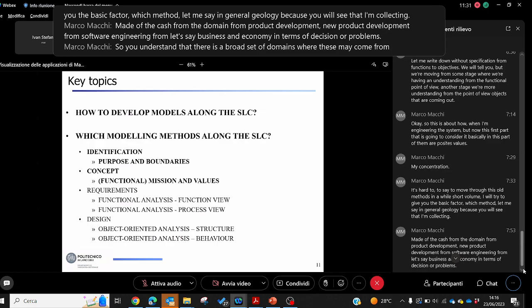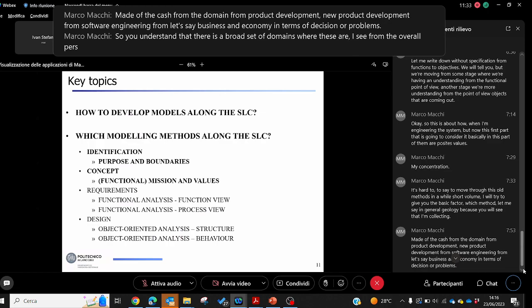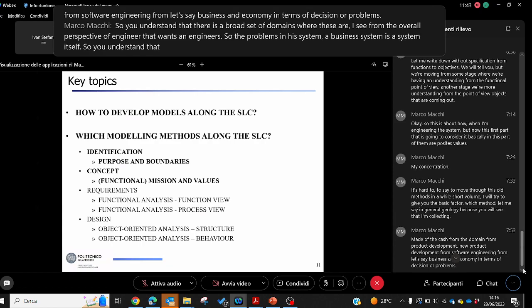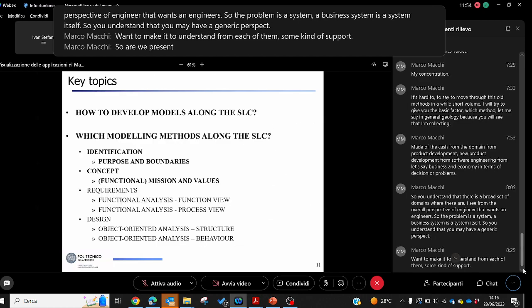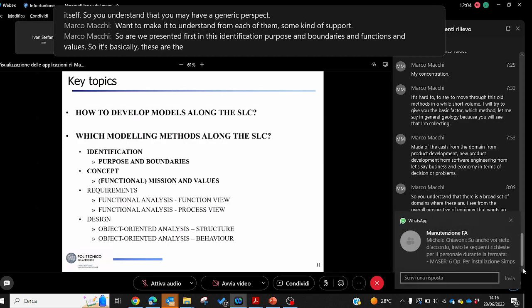I see this from the overall perspective of an engineer who wants to engineer a system. So the product is a system. A business system is a system itself. So you understand that you may have a generic perspective on the methods, to get from each of them some kind of support. I will concentrate first on the identification of purpose and boundaries, and concept, functions, and values. So basically, these are the terms I will discuss through the methods.